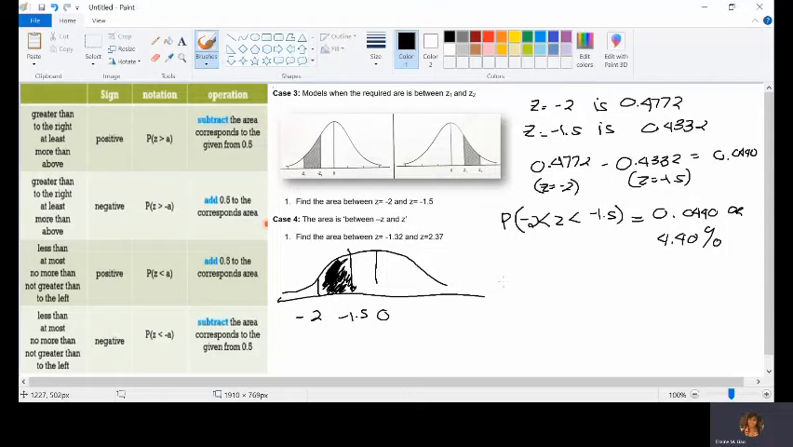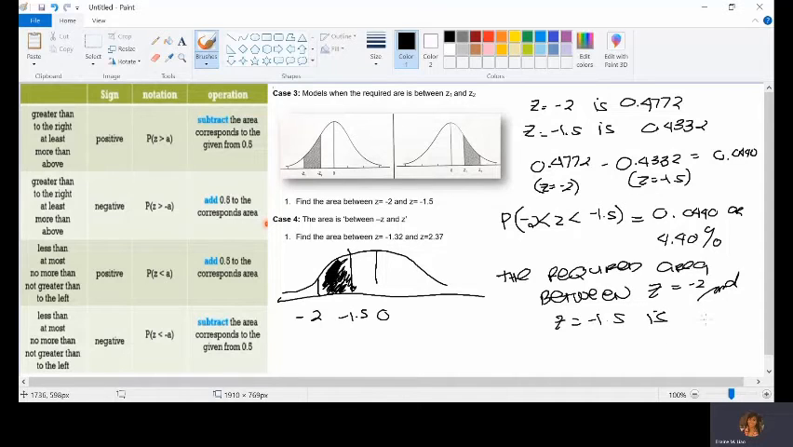So your conclusion will be the required area between Z -2 and Z -1.5 is 0.0440, or 4.40%. So this shaded region is 4.40%. I want you to try case number 4.